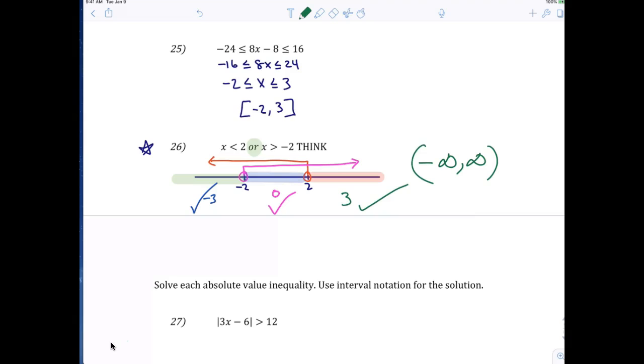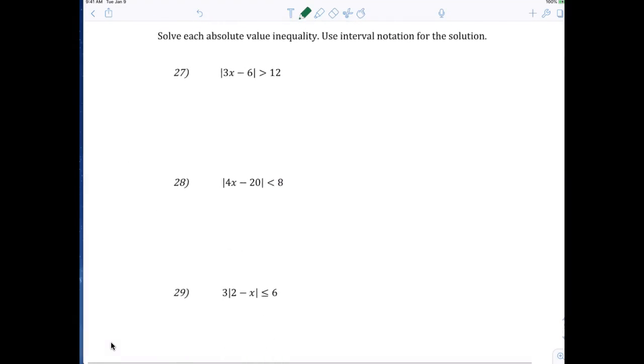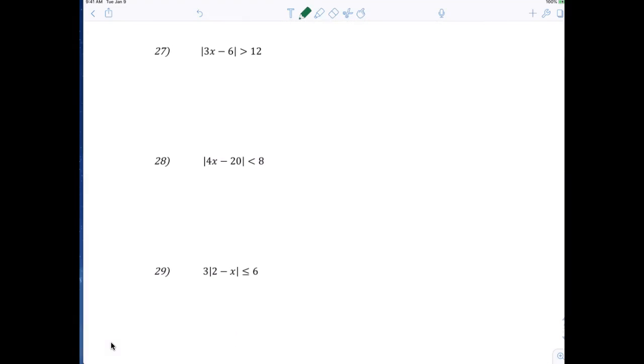All right? Is everybody good on that? If you understand that, then you've got it all under control. Very easy. Now, the thing that we didn't do very well on was absolute values on one of the tests. So now we have absolute value inequalities.